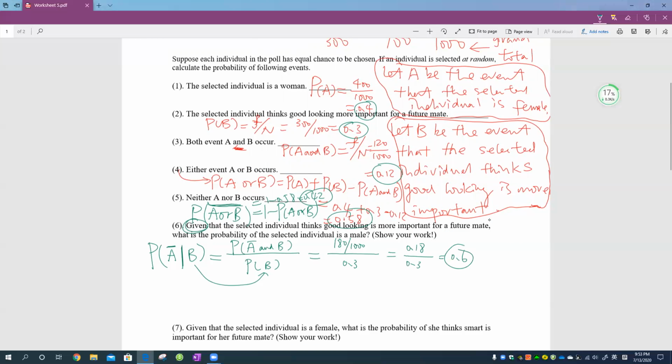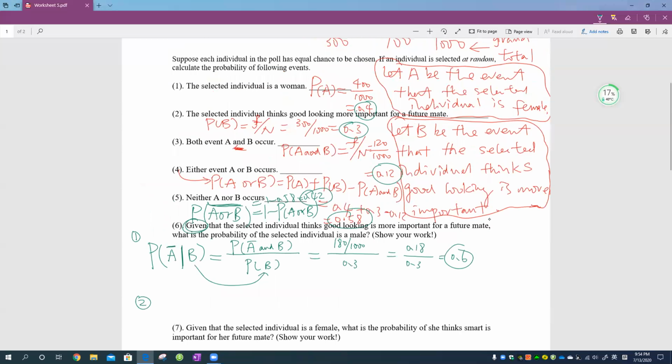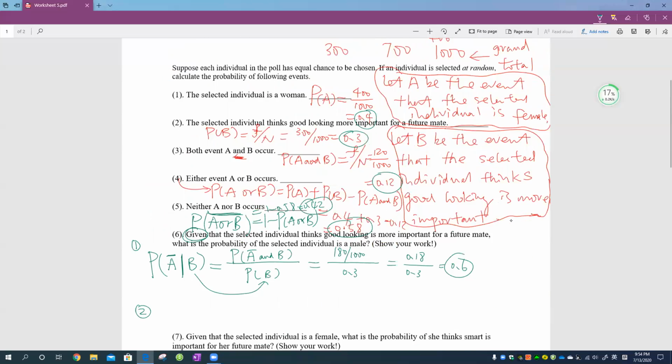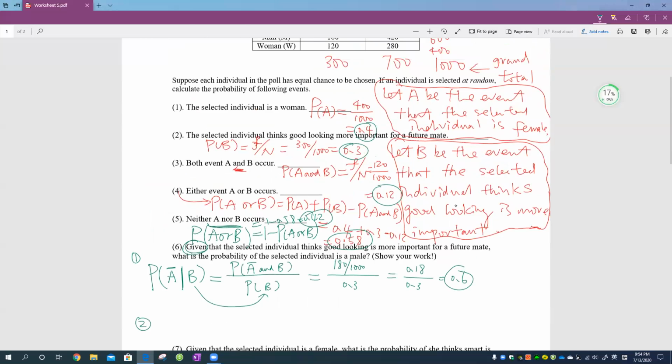And we call this the formula way to do it. So that's the first way we can solve this problem, the formula way. Or the definition way. The definition way is just to look at the requirement. So given B, B is the selected individual thinks good looking is more important.